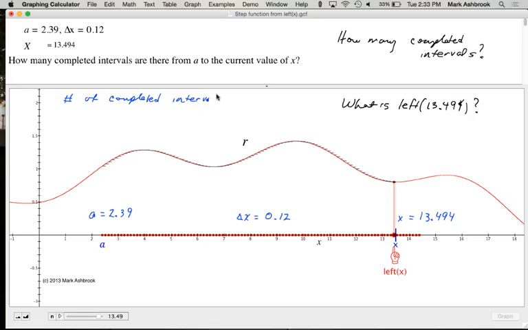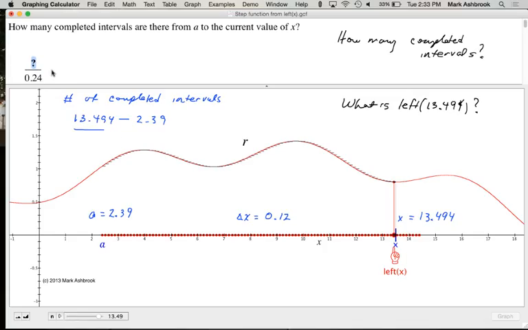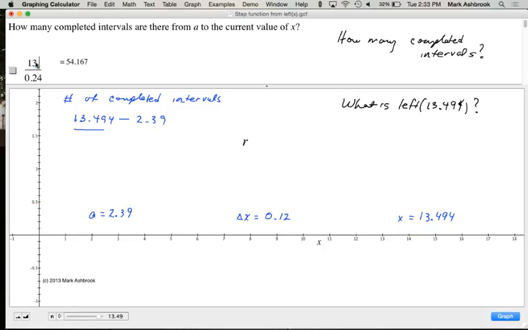What's the distance? Right. So the total distance across from a to x is 13.494 minus 2.39. And then we want to know how many intervals there are. How do we get how many intervals? Divided by... why am I not doing this in GC? Here we go. I'm going to take 13.494 and subtract, is it 2.39? And divide by 0.12.